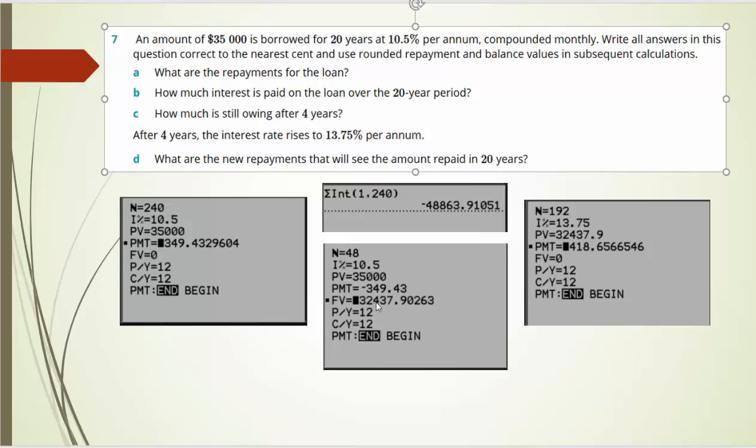That amount, $32,437.90, goes into the present value. Put the future value to 0. Change n to 192, which is 16 times 12. Interest rate to 13.75, and calculate the PMT, which gives you $418.66.